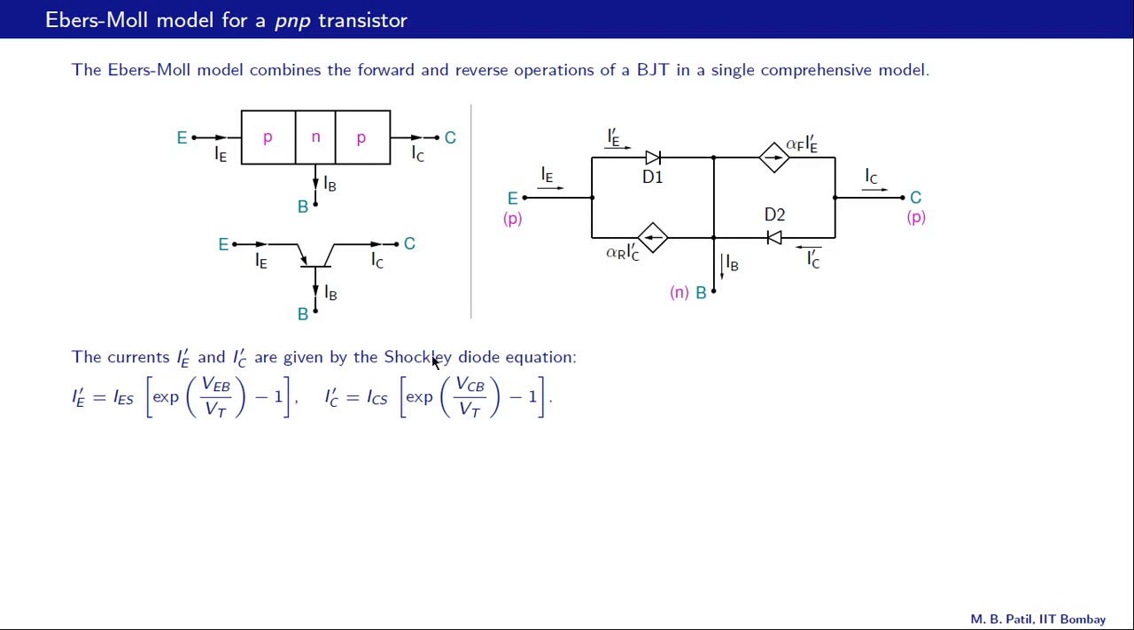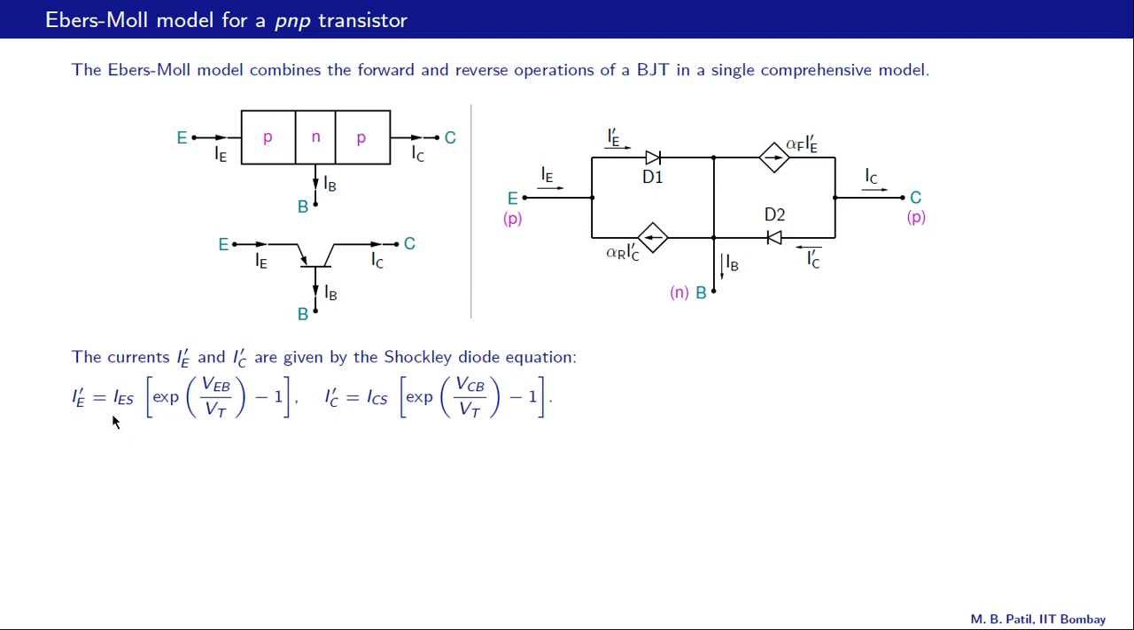these equations. IE prime is IES, this is the reverse saturation current for D1, and it has this subscript E because that's close to the emitter. S is the reverse saturation, so IES times exponential VEB by VT minus 1. So it's exactly the same as the diode equation we have seen before, except V is now VEB.